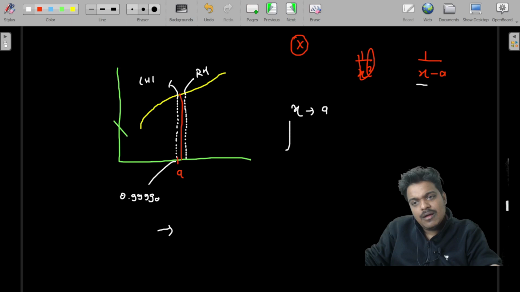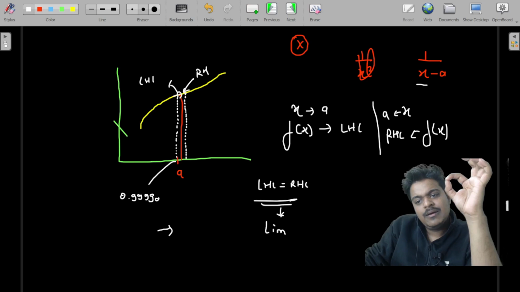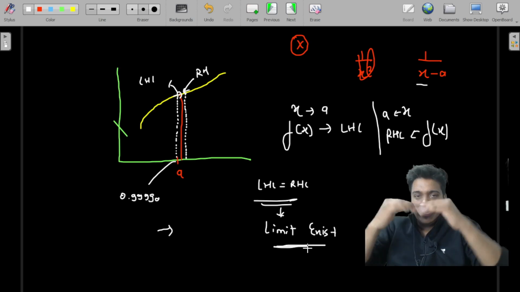Now if both the values are coming to the same point, meaning if LHL is equal to RHL, we say that limit exists. I don't think that this is a very big problem for you. This is crystal clear, an absolutely easy thing. That is, the function is approaching. If both are converging at the same point, it means the limit exists.